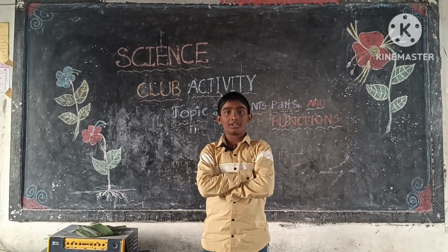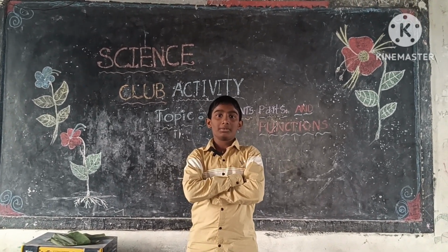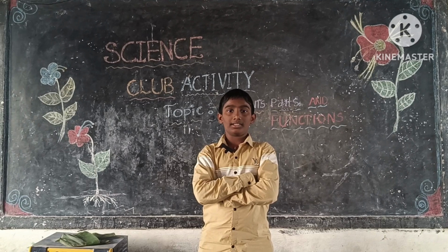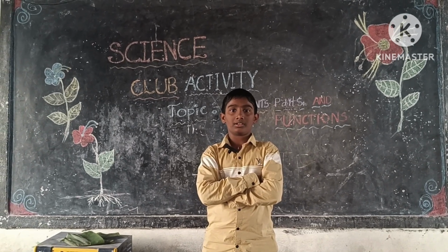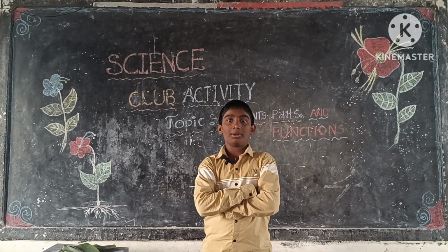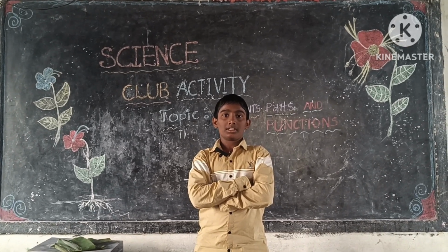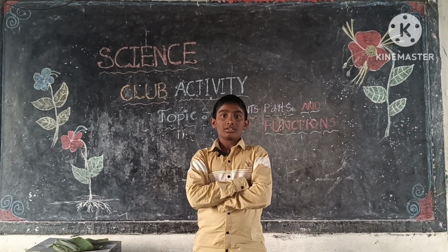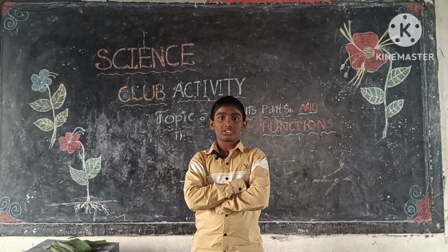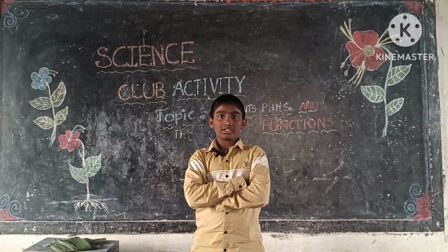The leaf lamina usually consists of a midrib, veins and veinlets. The arrangement of veins and veinlets in the lamina is called venation. Venation is mainly of two types. They are reticulate venation and parallel venation.